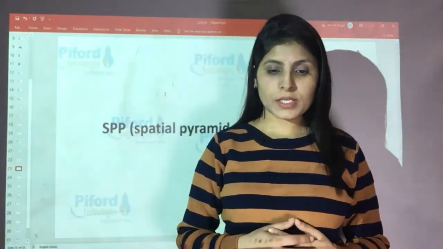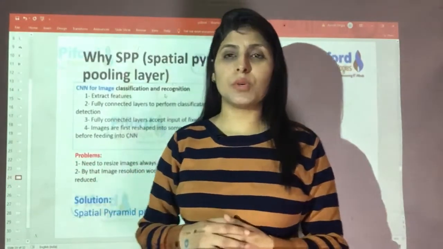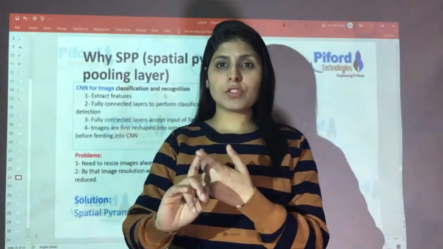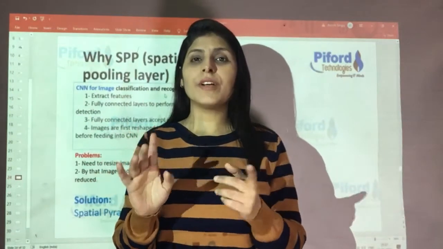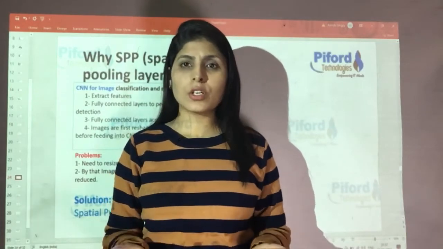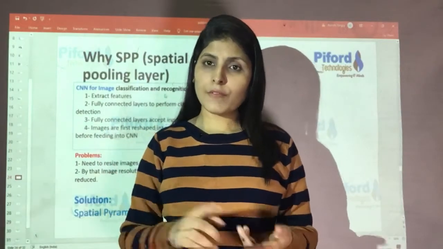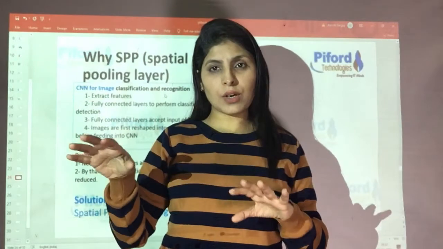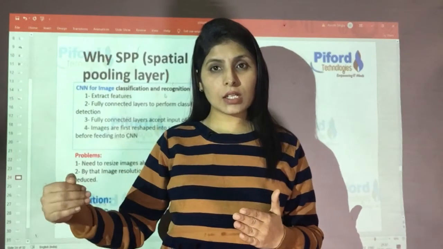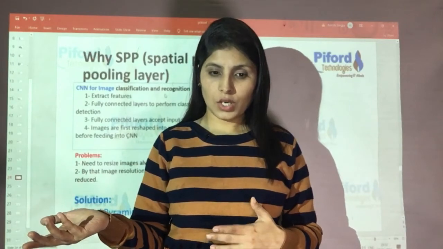Now the next topic is spatial pyramid pooling. Now why we need this spatial pyramid pooling? So see guys, why we need spatial pyramid pooling? First of all, let's start this discussion with why we use CNN, why we use convolutional neural networks. So we use convolutional neural networks for object detection or for object classification, right? And basically CNN networks extract the features, and then we have fully connected layers which perform this object classification or object recognition, all right?